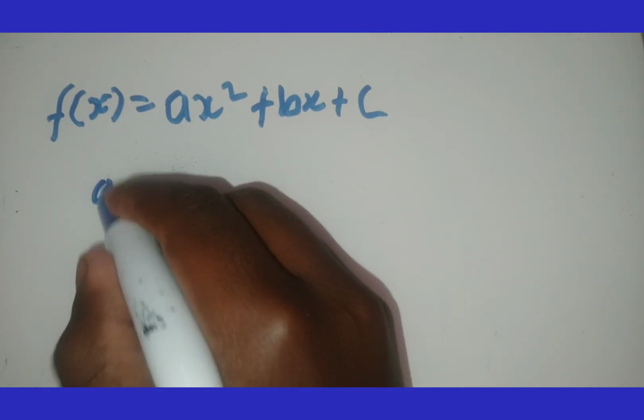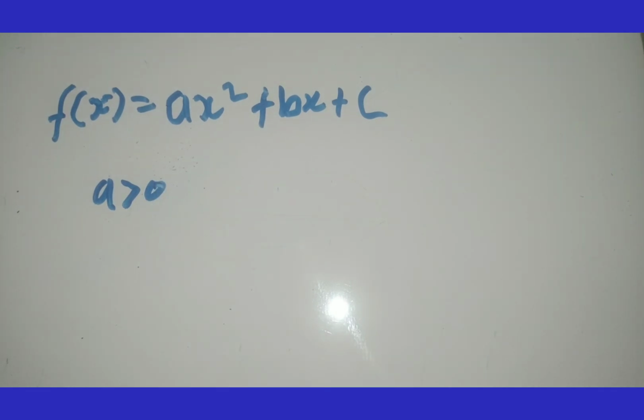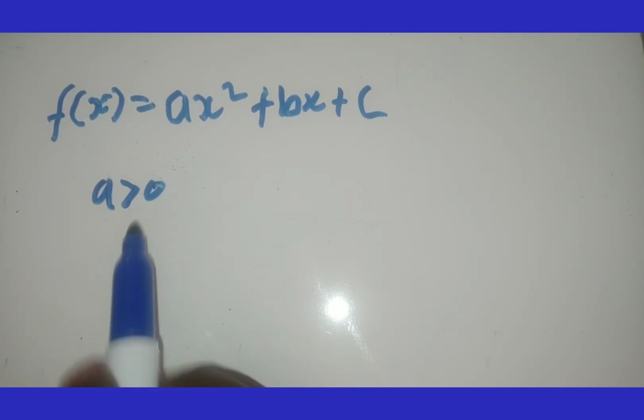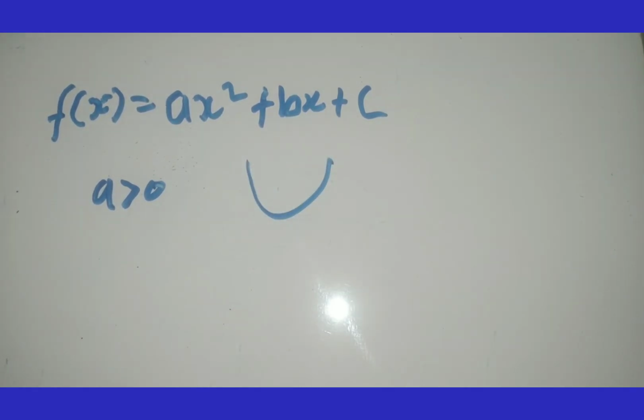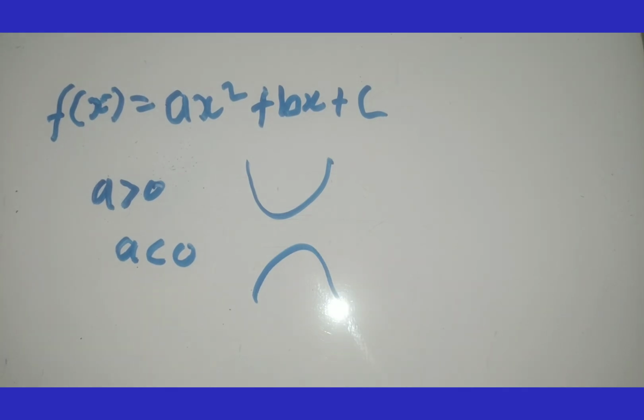When a is greater than 0, meaning a is positive, right? When something is greater than 0, it means it's positive. In the textbooks, they don't like writing it in words. They like writing it in inequality format. So when a is positive, the parabola always has a smiley shape. When a is negative, the parabola will have a frowny face.